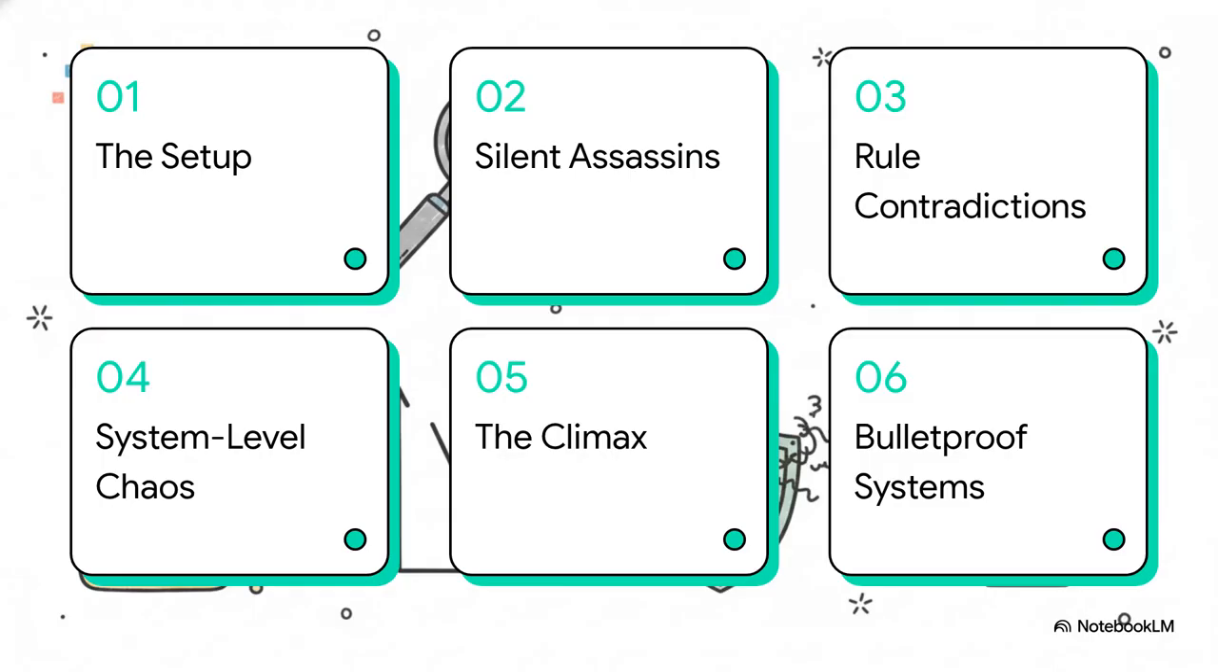So, here is our roadmap for hunting down these bugs. First up, the setup. Why normal testing fails. Next, the silent assassins, boundaries and decimals. Then, rule contradictions, state machines. After that, system-level chaos, data ghosts and clones. Then we hit the climax, fuzzing and property testing. And finally, building bulletproof systems.